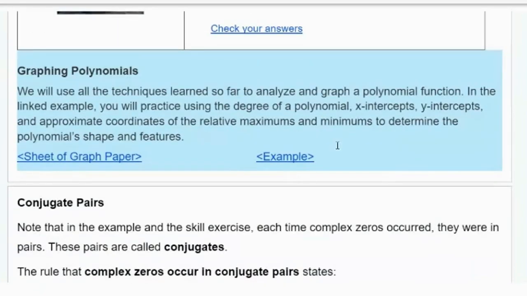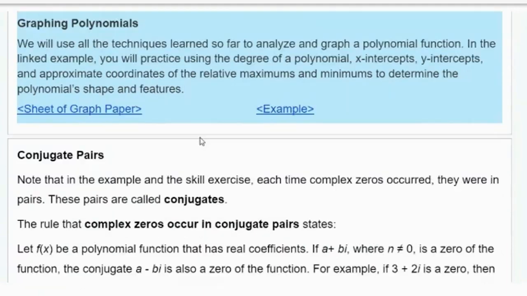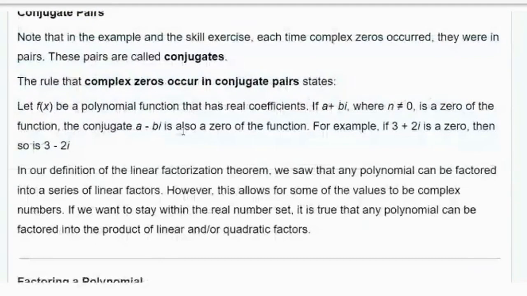And then graphing polynomials, we'll use all the techniques to analyze and graph a polynomial function. You'll practice using the degree, the x-intercepts, y-intercepts, approximate coordinates of the relative maximum and minimums to figure out the shape and features. So conjugate pairs, that's just talking about the zeros that are imaginary. Right? Each time that complex zeros occur, they're in pairs. And we've talked about this. They're called conjugate pairs.